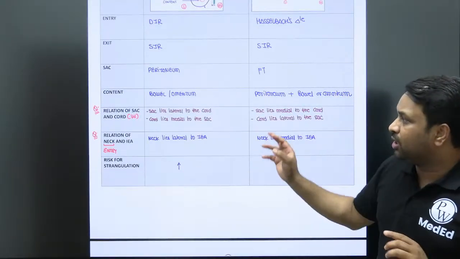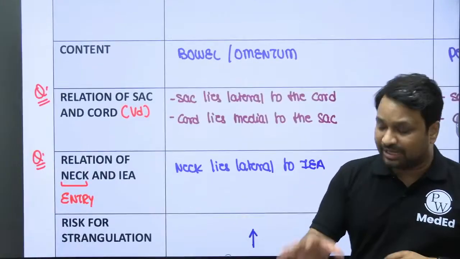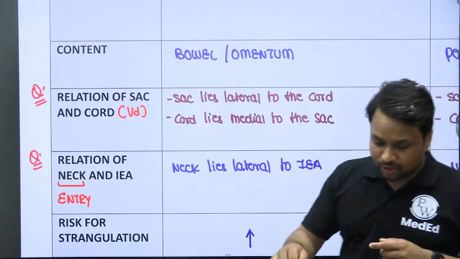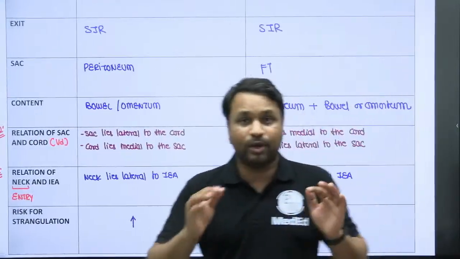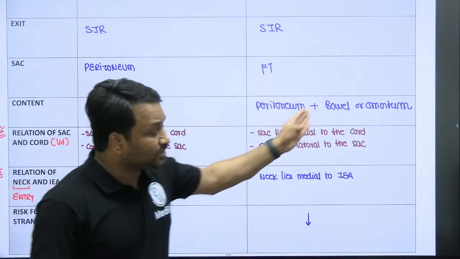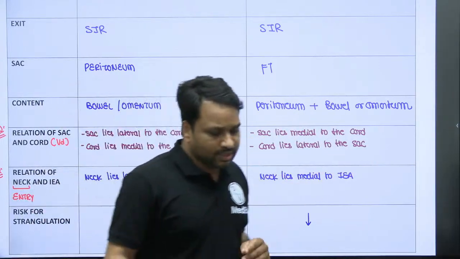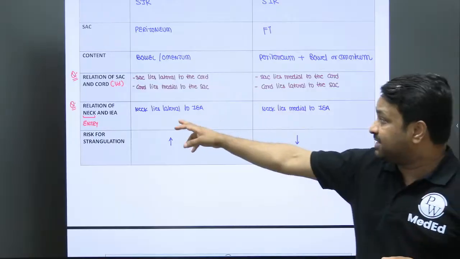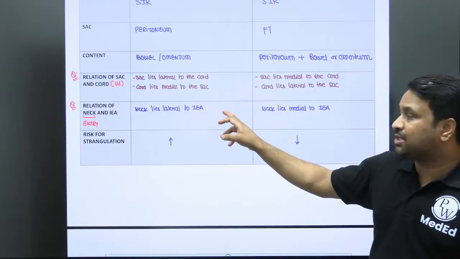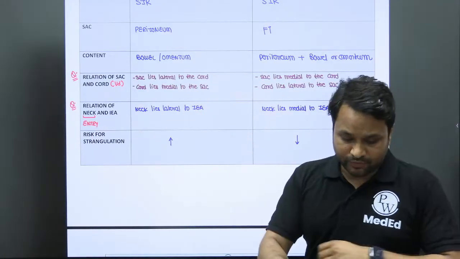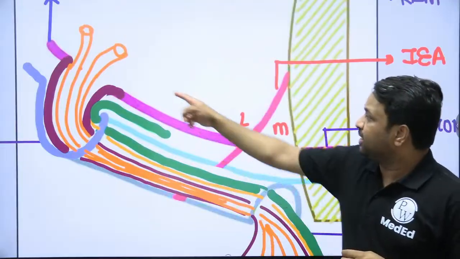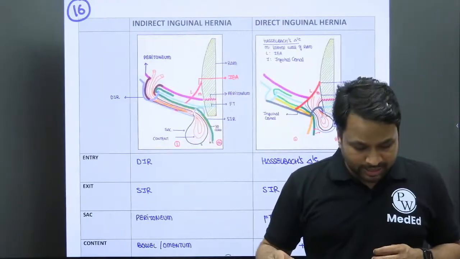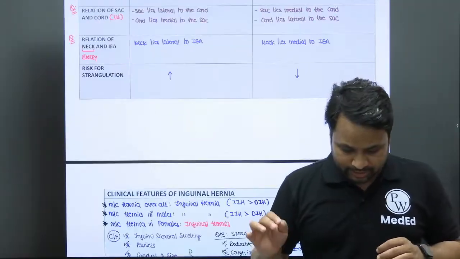Relationship of the cord and the sac is important. So, when you talk about indirect inguinal hernia, the sac lies lateral to the cord or the cord lies medial to the sac. In the same context, when you talk about direct inguinal hernia, you see the sac lies medial to the cord or the cord lies lateral to the sac. Okay? We need to look at the neck. Neck is the entry point with respect to inferior epigastric artery. If you say this is the inferior epigastric artery, the entry is lateral in indirect, whereas entry is medial in direct inguinal hernia.